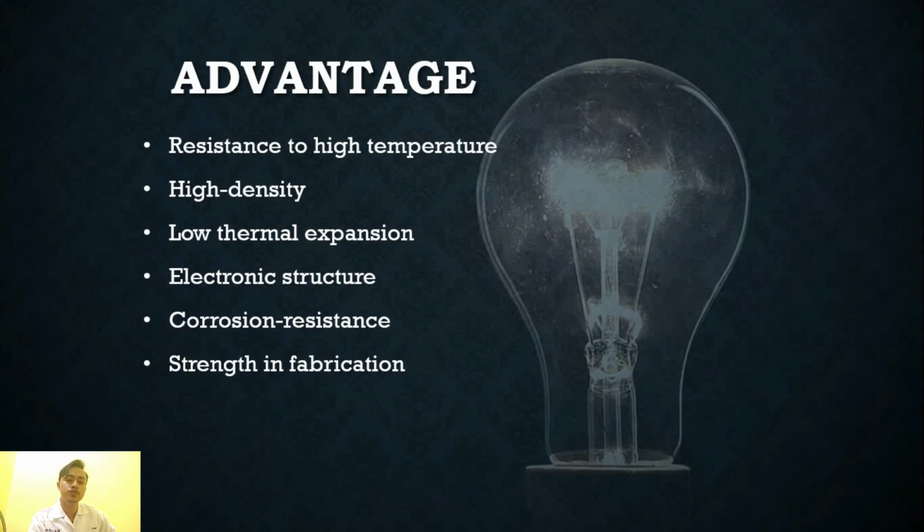And for the strength in fabrication, it is used in light bulb filament. For some particular applications, an extremely thin wire must be heated to extremely high temperature. Tungsten is able to withstand that. Thus, it becomes its advantage.